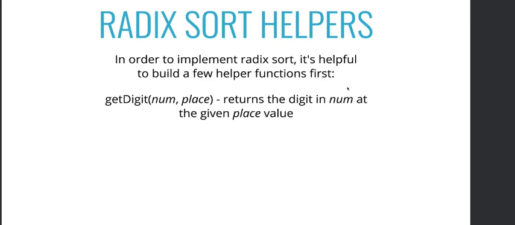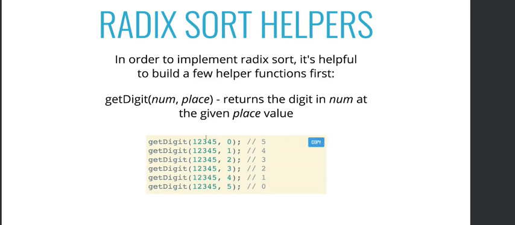Alright, now that we have a basic understanding of radix sort conceptually, we need to implement a couple of helper methods so that we can actually write the main algorithm. And the first one that we have to do is called getDigit, or something like this, that takes a number and a position and returns the digit at that position. So we might have 1, 2, 3, 4, 5. If we called getDigit 1, 2, 3, 4, 5 with 1 as the position, that should give us this number.